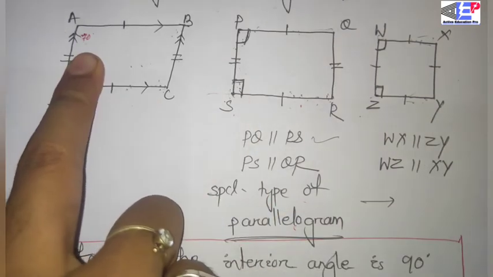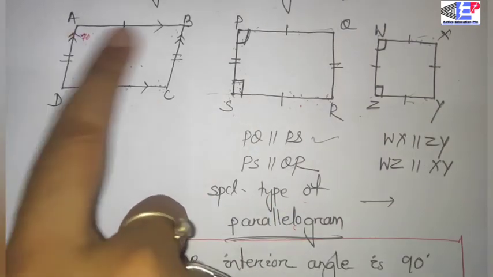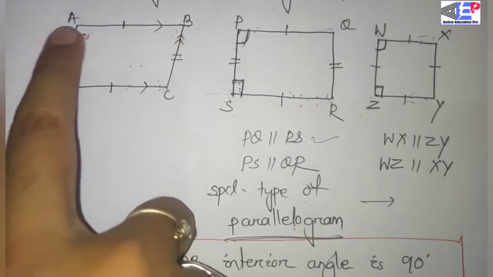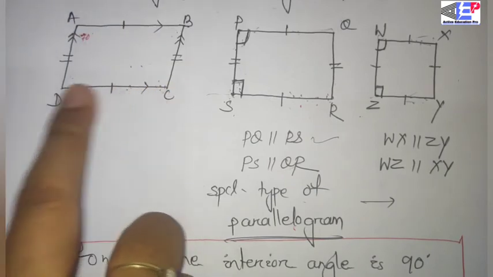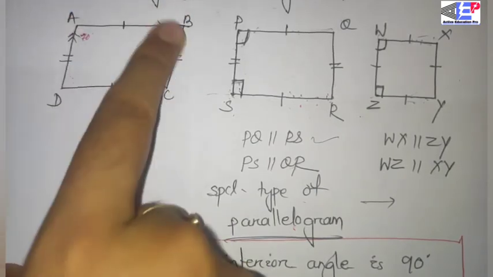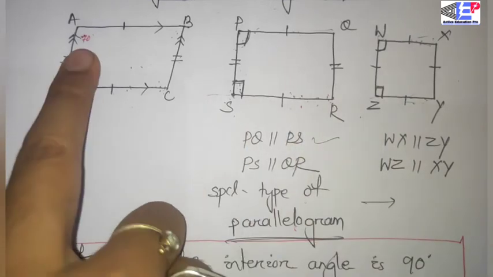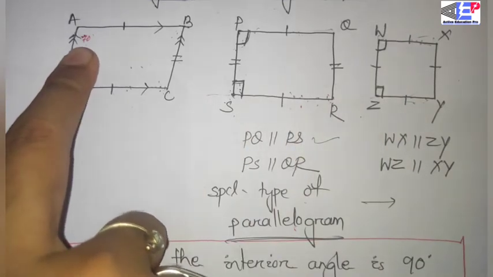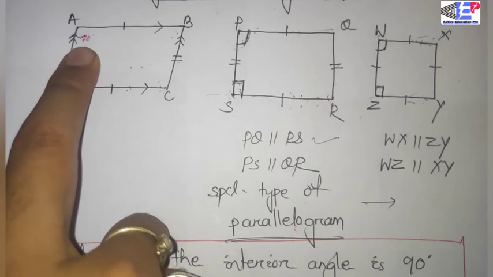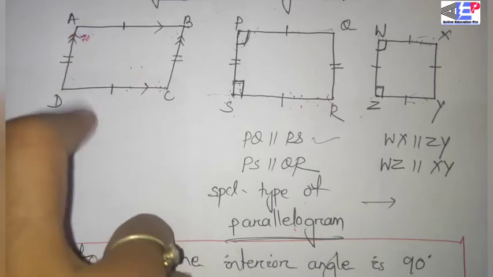Similarly, if this angle is 70 degrees, suppose all the sides AB, BC, CD, AD are the same like a square, but the angle is 70 degrees, not 90 degrees, so it is not a square.